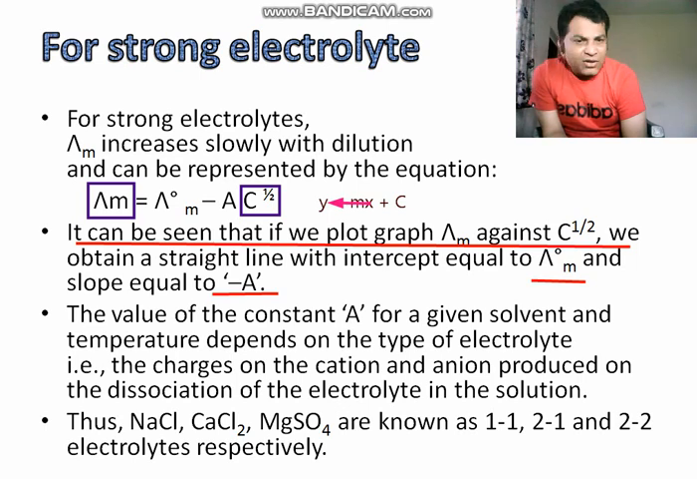The value of the constant a for a given solvent and temperature depends on the type of electrolytes, that is the charges on the cation and anion produced on the dissociation of the electrolytes in the solution. And that's why this is the important point. Let's check out what is the important point here.